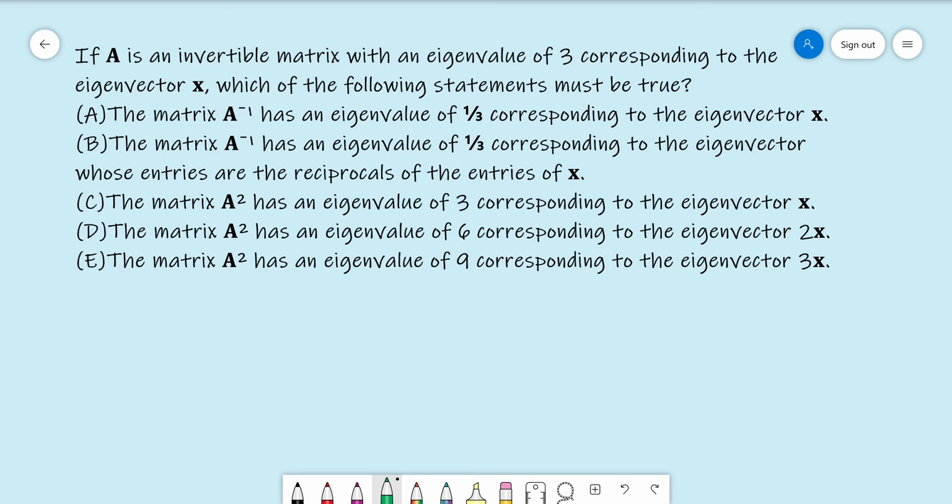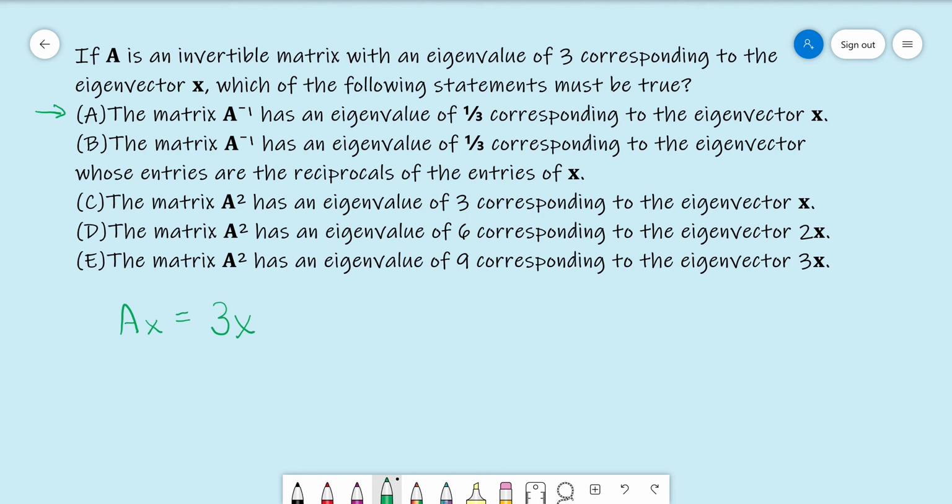So remember that that statement means that A times x is equal to 3 times x. Okay, that's what it means for the eigenvalue of A corresponding to the eigenvector x to be 3. And if you multiply x by A, it just stretches it out by a factor of 3. So let's see if the first statement is true. I'm going to check this. The matrix A inverse has an eigenvalue of 1/3 corresponding to the eigenvector of x.